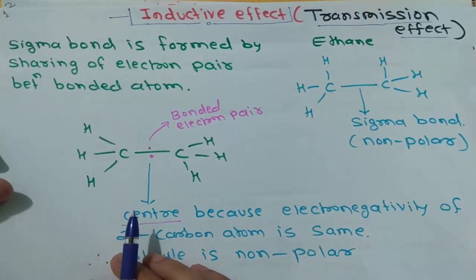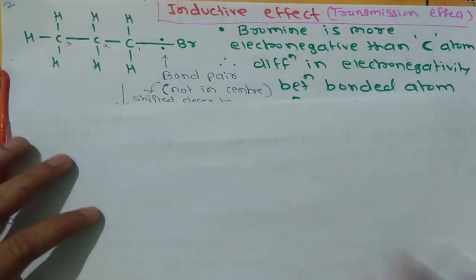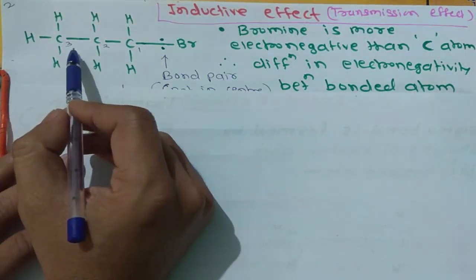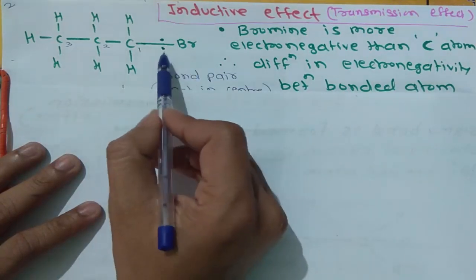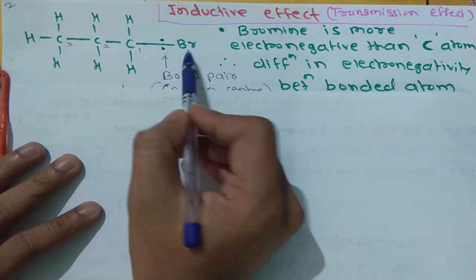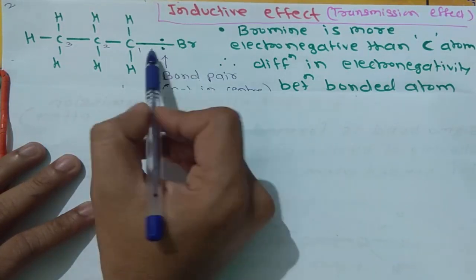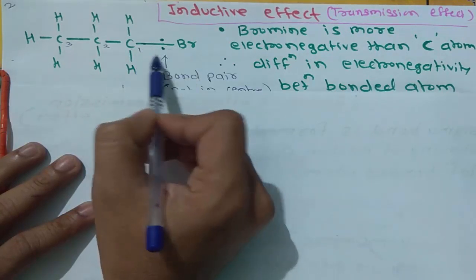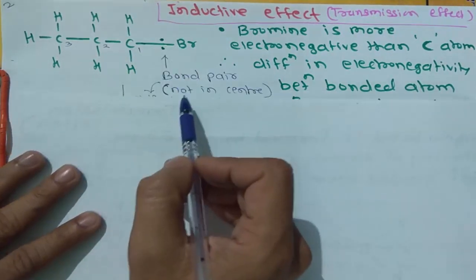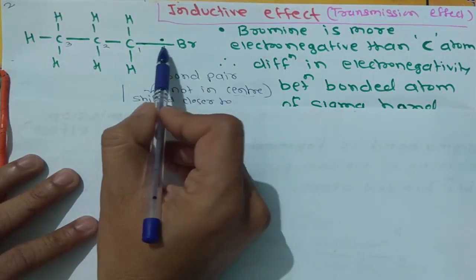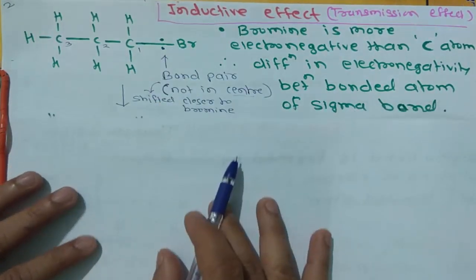We can take the second example of this inductive effect. See here, this is the second example: CH3, CH2, CH2, Br. In this example, see the bonded electron pair between the carbon and bromine. Here, this bonded electron pair is not in the center. It is closer towards the bromine atom, or it is shifted towards the bromine atom.